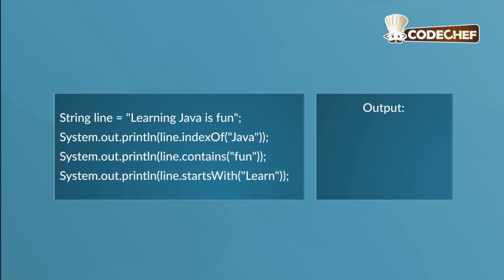If we have, then Java runs it like this. indexOf Java finds the starting position of Java. That's 9. contains fun checks if fun is present, true. And startsWith learn checks if the string begins with learn, also true.